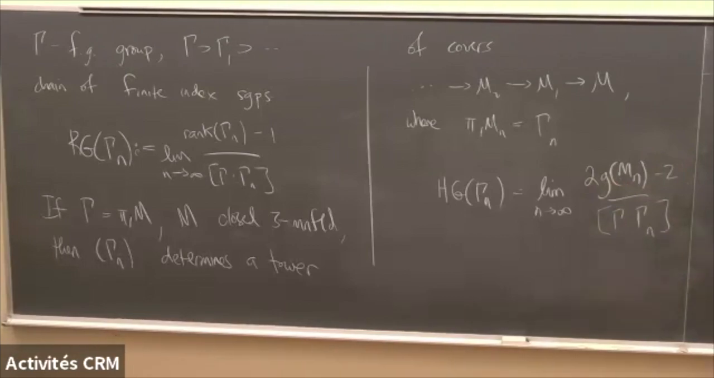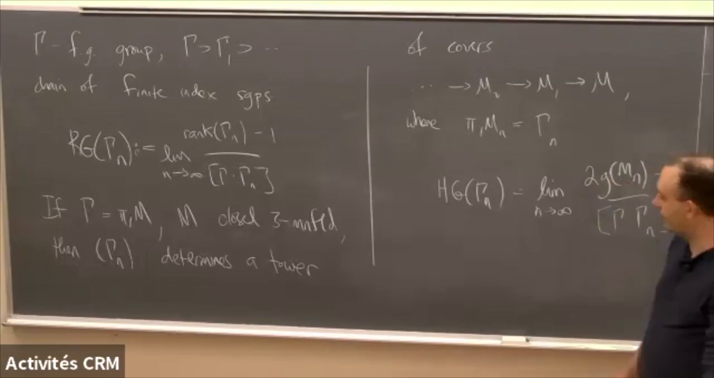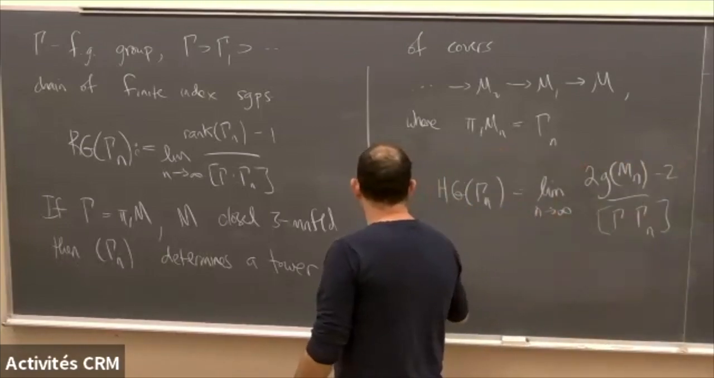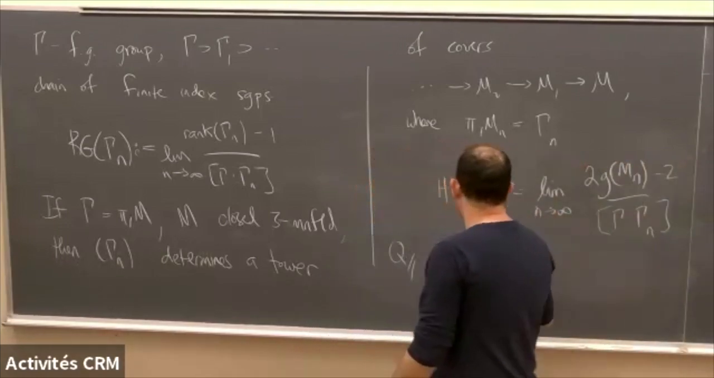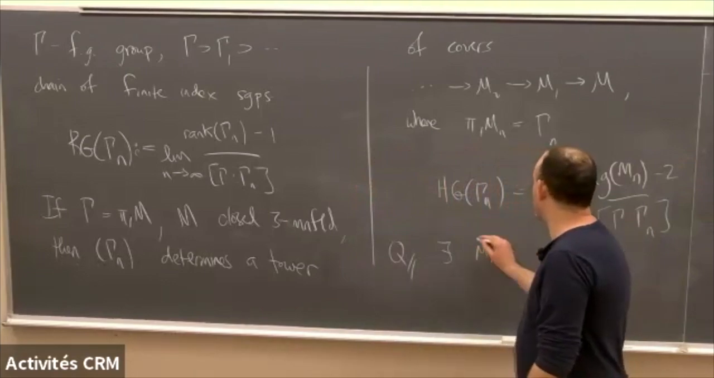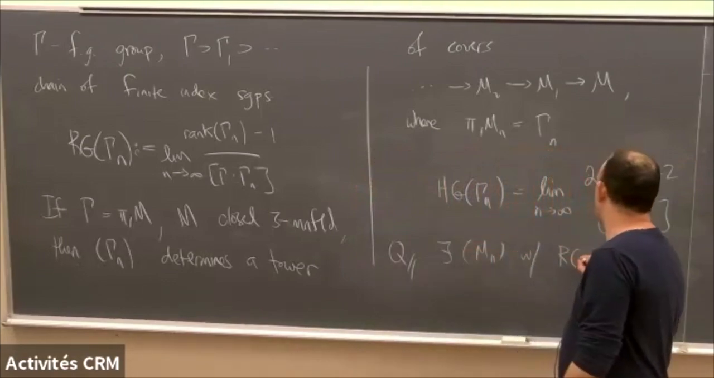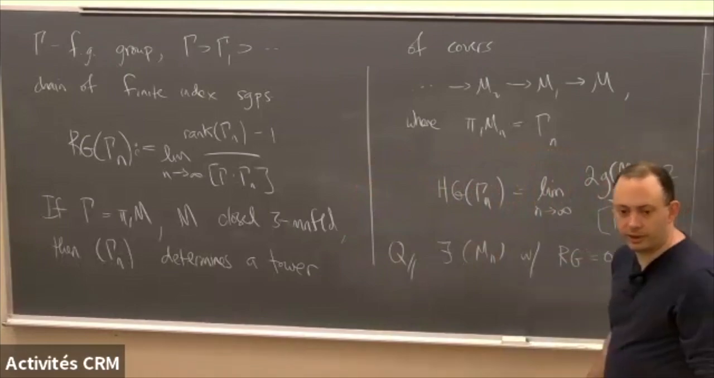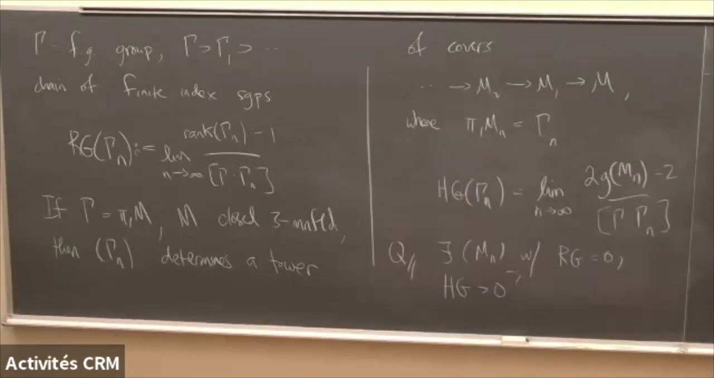Right, and then I ended with this question last time, which was: does there exist such a tower Mn with rank gradient 0 and Heegaard gradient positive? That was the setup from last time. Okay, so I think I left you with a dearth of examples at the end of last time. So let's just do one example where we can calculate what the rank gradient is and the Heegaard gradient.